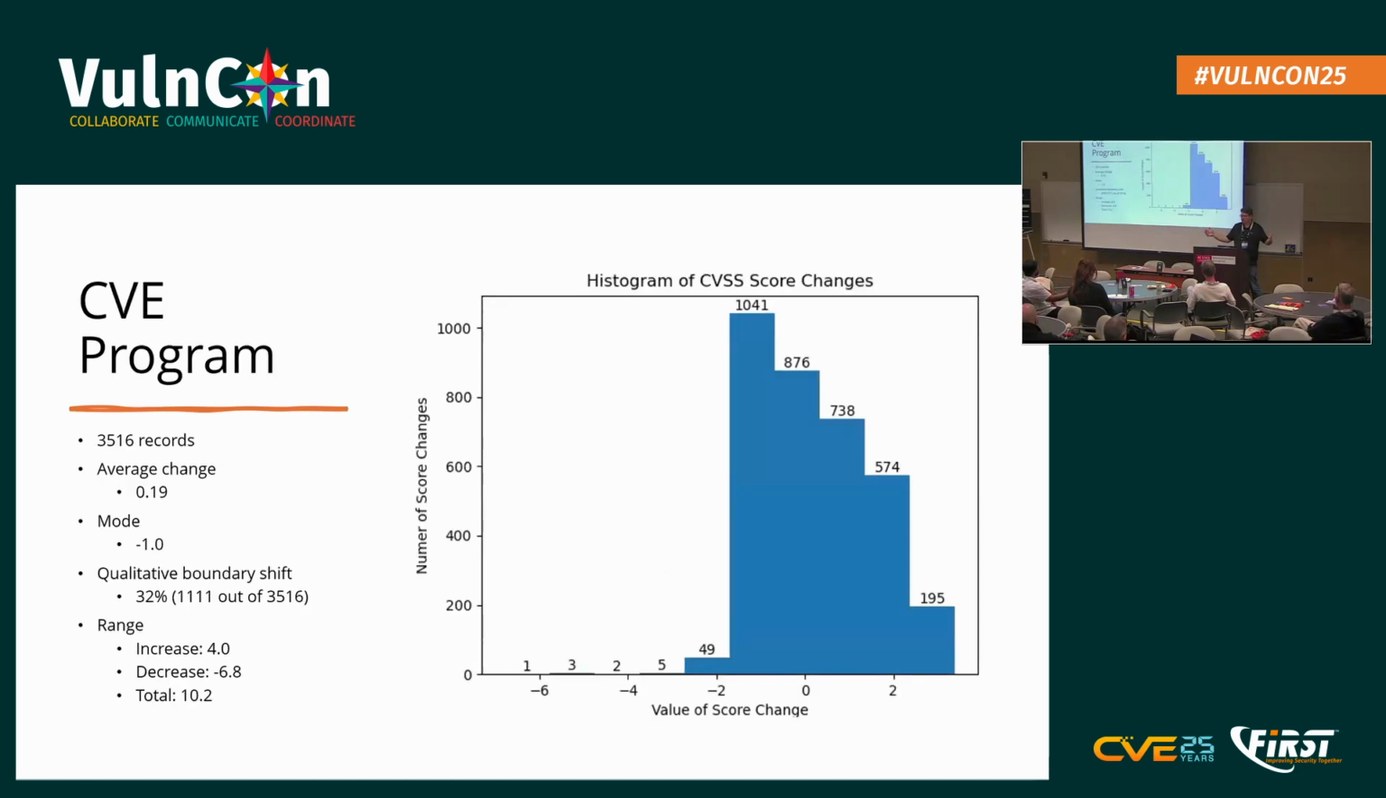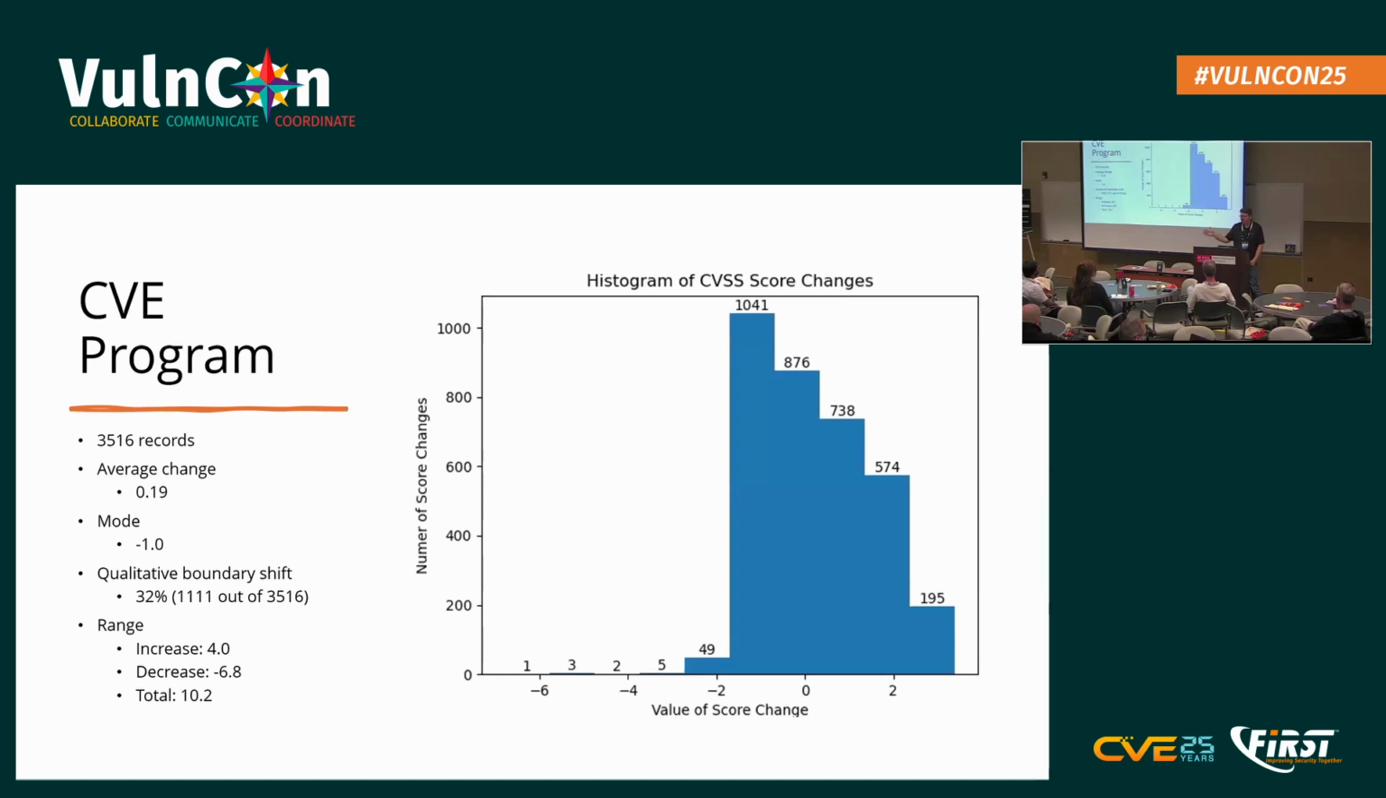The CVE program data: 3,500 records as of March 14th, when I pulled the data the last time to put this all together. On March 14th, they had 3,516 records that had both version 3 and version 4 vectors. On average, just 0.19 of change. The mode change, actually, the most common change, was a decrease of 1.0. I don't know why. I want to dive into it a little bit more.